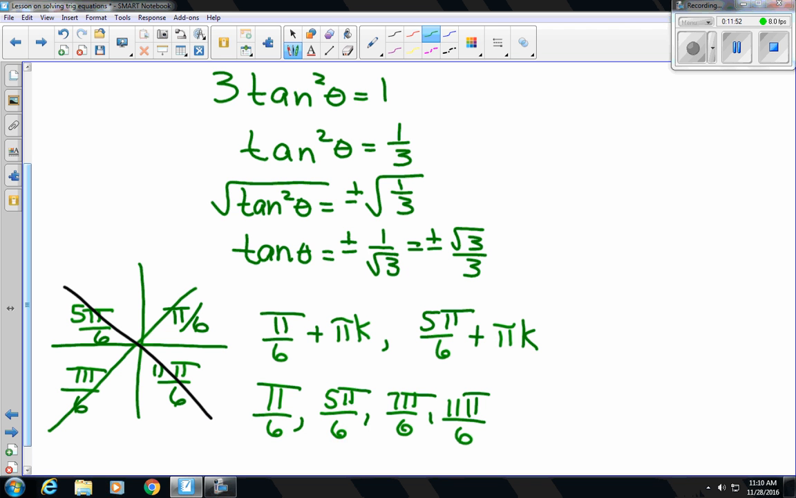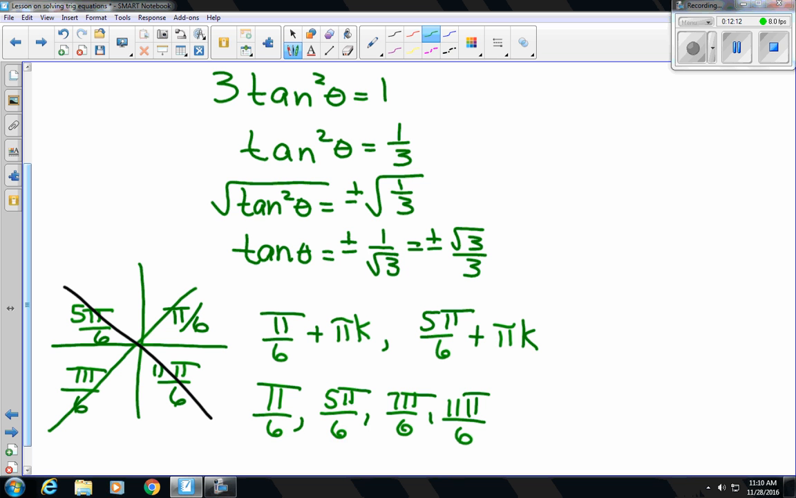Now, why can't I just say pi over 6 plus 2 pi k? It makes me go in one full rotation. It only puts me back at pi over 6, so it eliminates how many answers? 1, 2, 3 answers that are valid answers to this question.